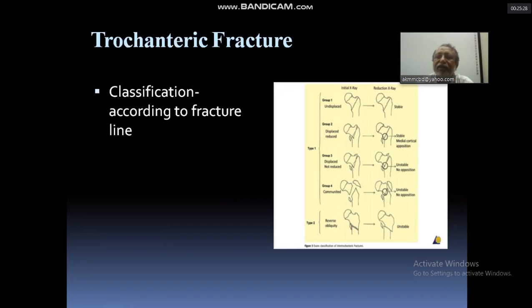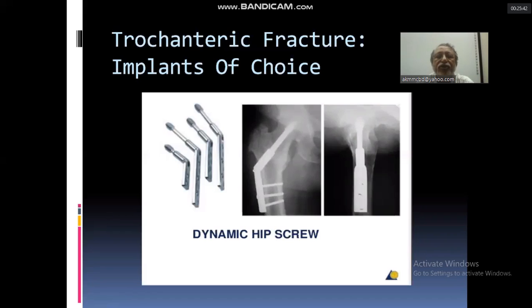But for unstable fractures, usually they are very much displaced, and you need to go for an open method, which is bloody, you need extra blood transfusion. It takes a long time and is also traumatic to the patient. So this is a common thing. Dynamic hip screw. You can fix with dynamic hip screw.